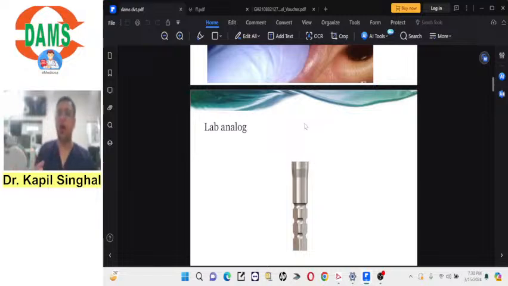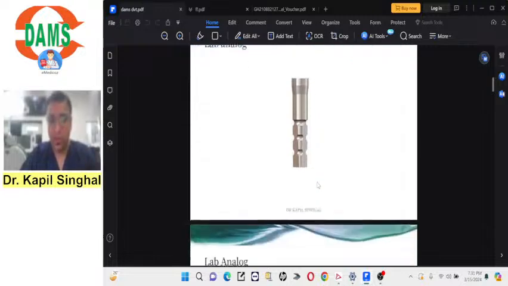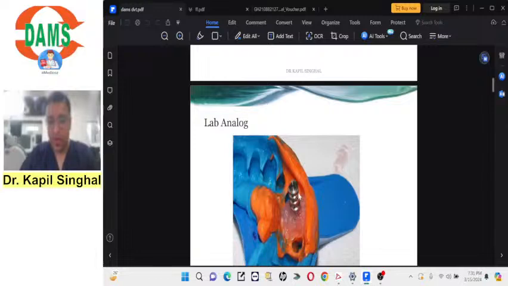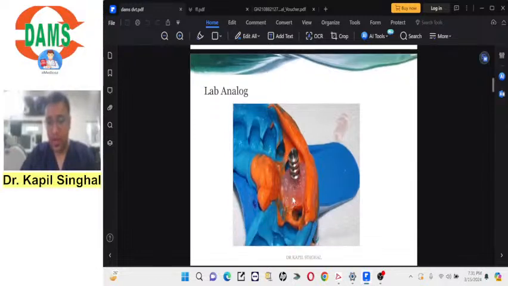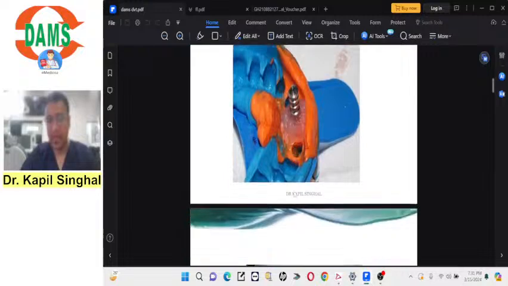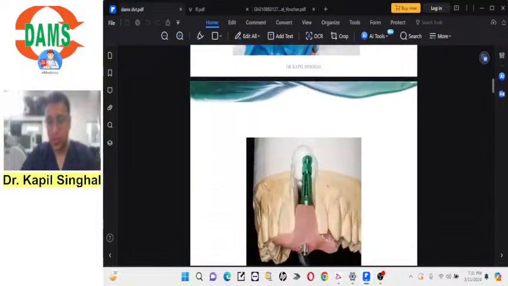It is a copy of the implant. So basically, this is a dental implant for the lab technician. What the lab will do is take this lab analog, put it over the impression that you have taken, and pour the model. I showed you a cross section: the lab analog will be inside the model exactly where the implant is in the patient's mouth.